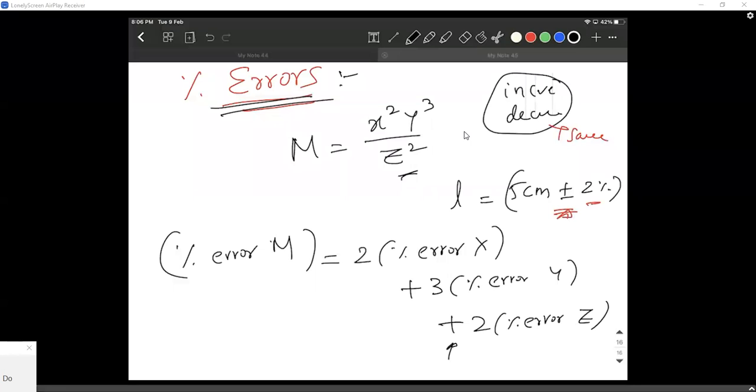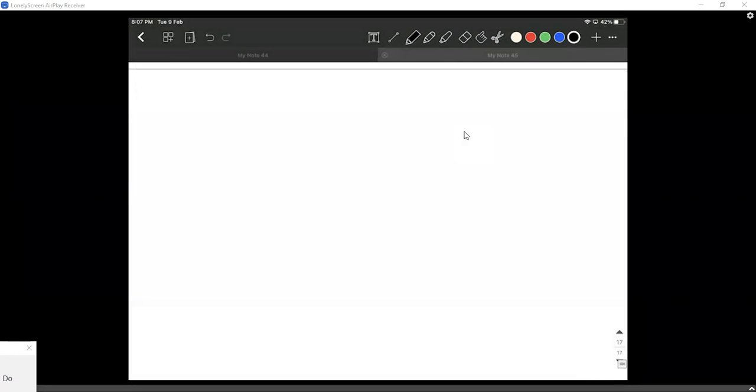Even though it is in the denominator, I'll tell you the reason why. Let me show you an example. Let me take this example, just like the previous one, m equals x squared y cubed z squared.